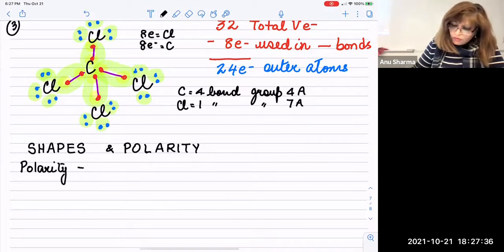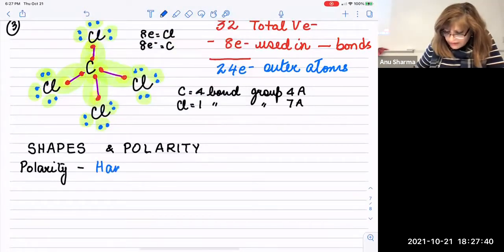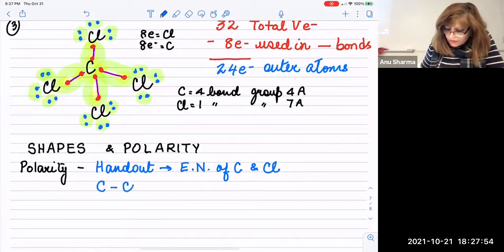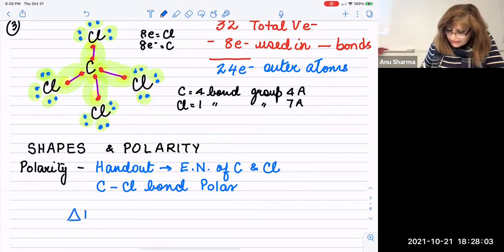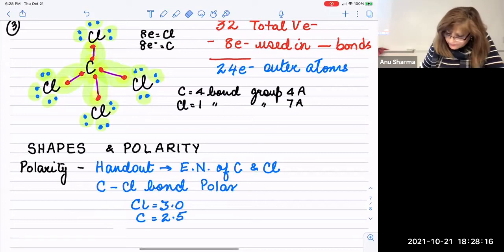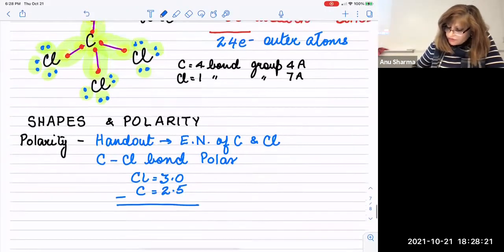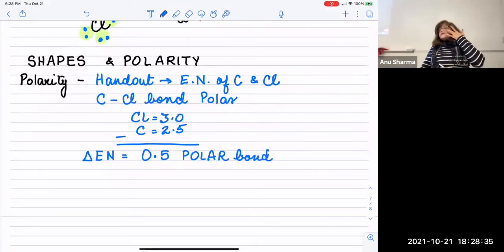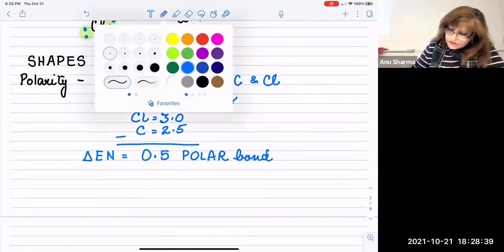Now, you guys go and look in the handout, look at the electronegativity of carbon and chlorine, and tell me whether the carbon-chlorine bond is polar or non-polar. Polar. So what is the difference in electronegativity? Chlorine is 3.0 and carbon is 2.5. So the difference in electronegativity is subtraction, delta EN is equal to 0.5, and that is a polar bond. Okay, got it?